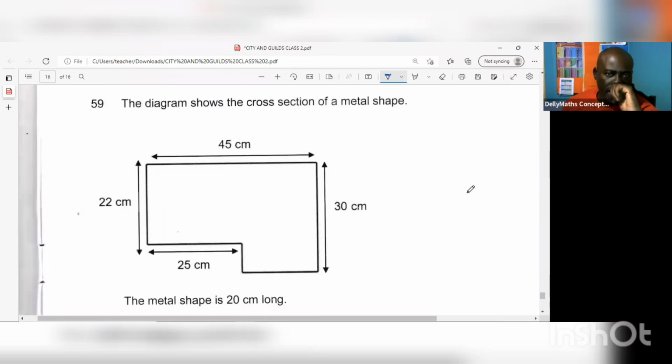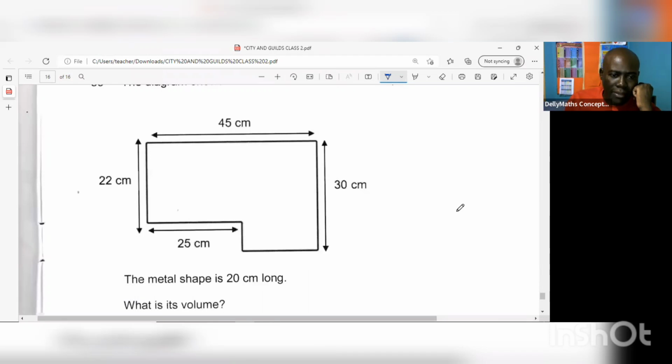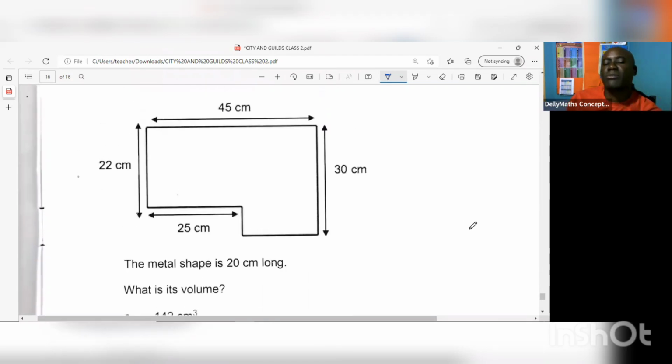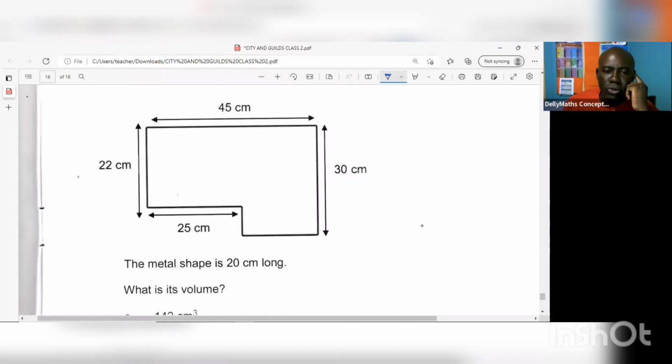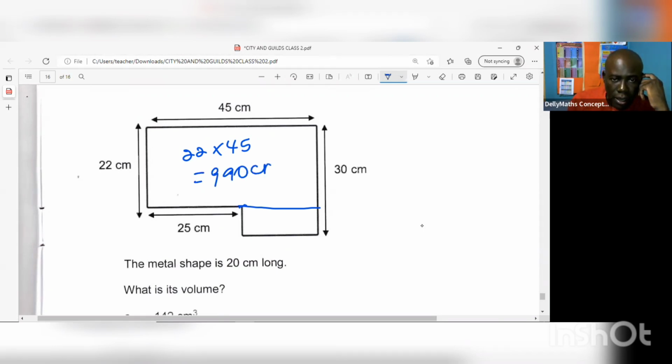59. The diagram shows the cross-section of a metal shape, and we're told the metal shape is 20 long. All right, and then they want to know the volume of it. You need to know the area of this. We could cut this any way we want, so I'm just going to cut it like this. Here we have 22 by 45, which will give us about 990 for that piece.